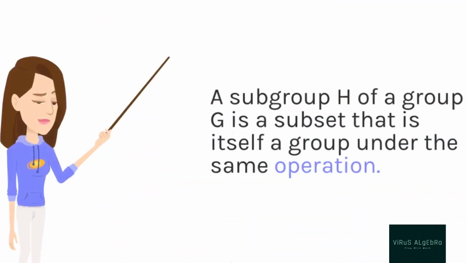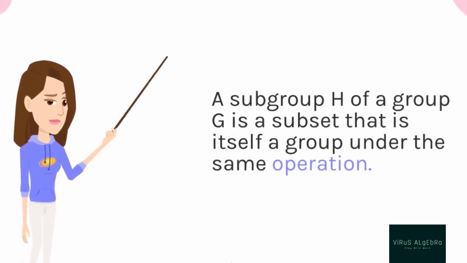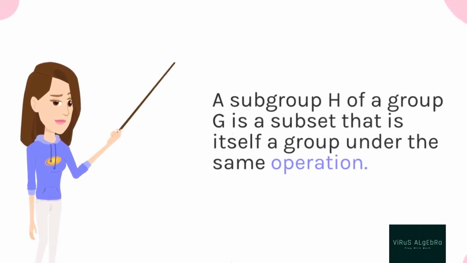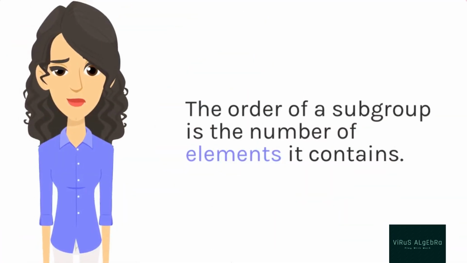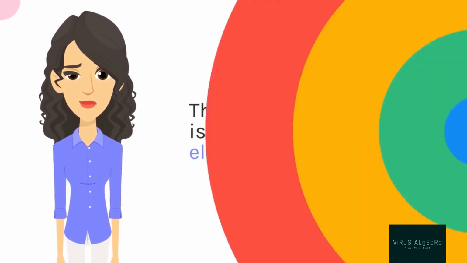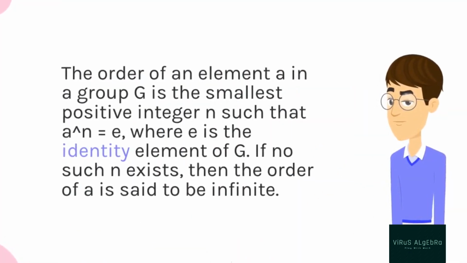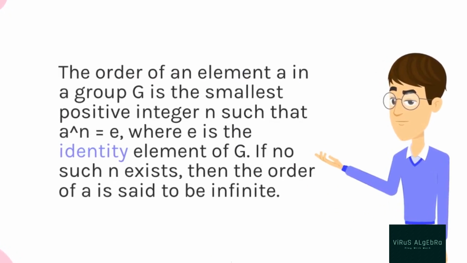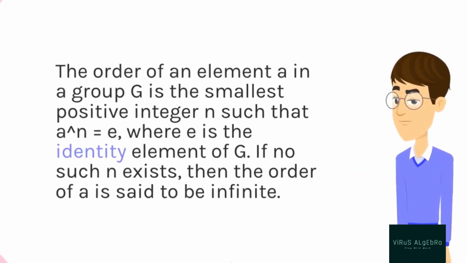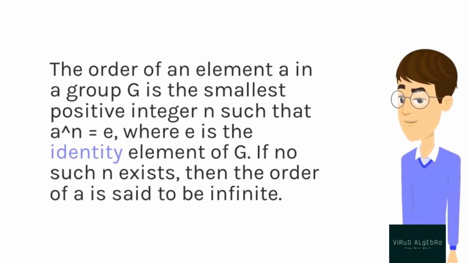A subgroup H of a group G is a subset that is itself a group under the same operation. The order of a subgroup is the number of elements it contains. The order of an element a in a group G is the smallest positive integer n such that a to the power of n equals e, where e is the identity element of G. If no such n exists, then the order of a is said to be infinite.